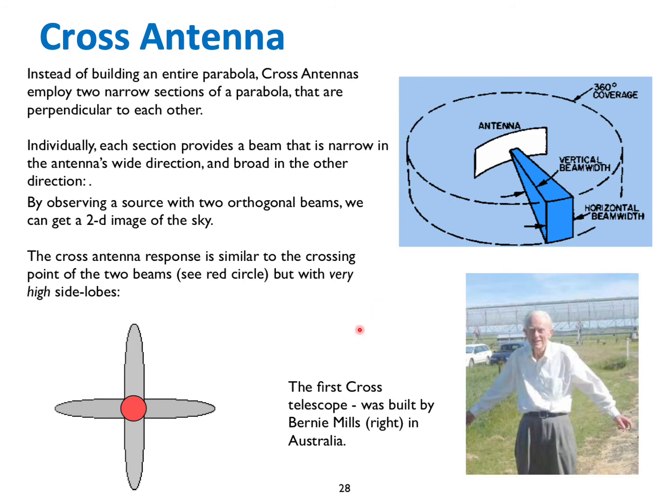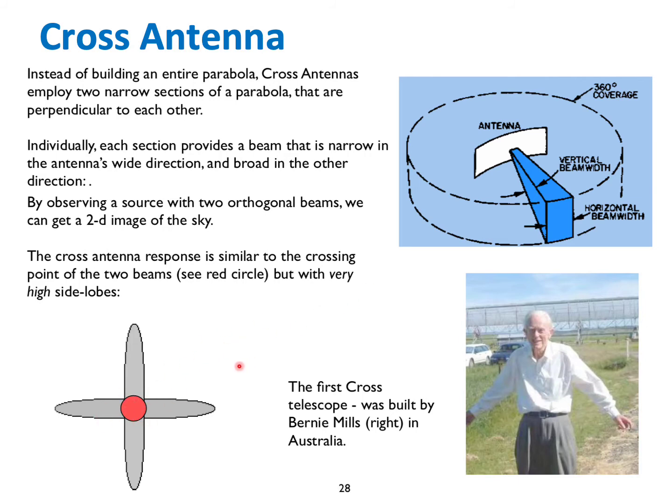Yet another design is this idea of a cross antenna. First cross was built by this guy Bernie Mills in Australia. So if you take a strip of a parabola in one direction, what you have is you have a beam that's very wide in the direction in which the antenna is narrow, but in the direction in which the antenna is wide, the beam is very narrow. So if you then take another strip of a paraboloid and cross it with your first strip, you have a beam at the center of those which is narrow in both directions.